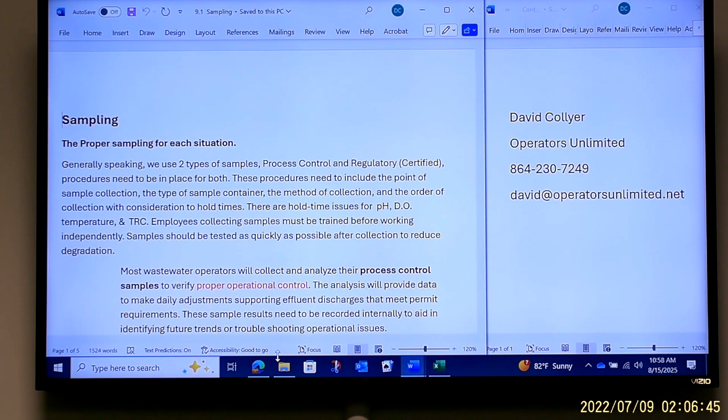There are hold time issues for pH, DO, temperature, TRC, and fecal coliform. Employees collecting samples must be trained before working independently. Samples should be tested as quickly as possible after collection to reduce degradation.